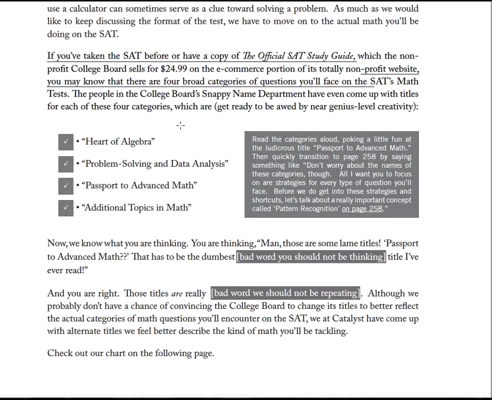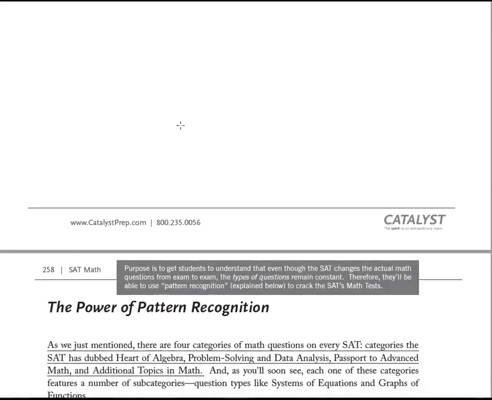And as I said earlier today, we're going to also focus on some of those questions that really tend to stump students. So let's move on here.